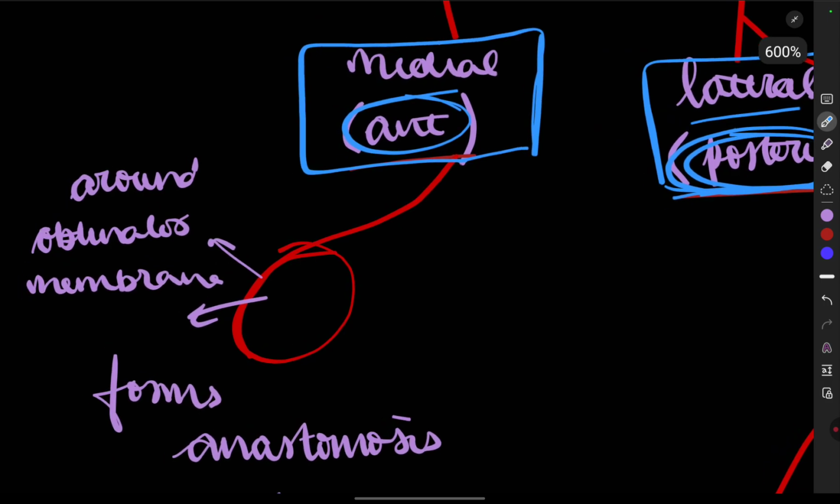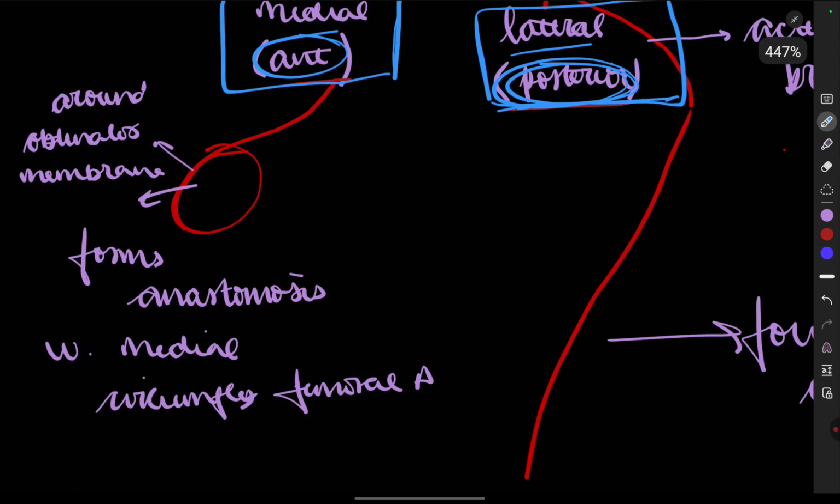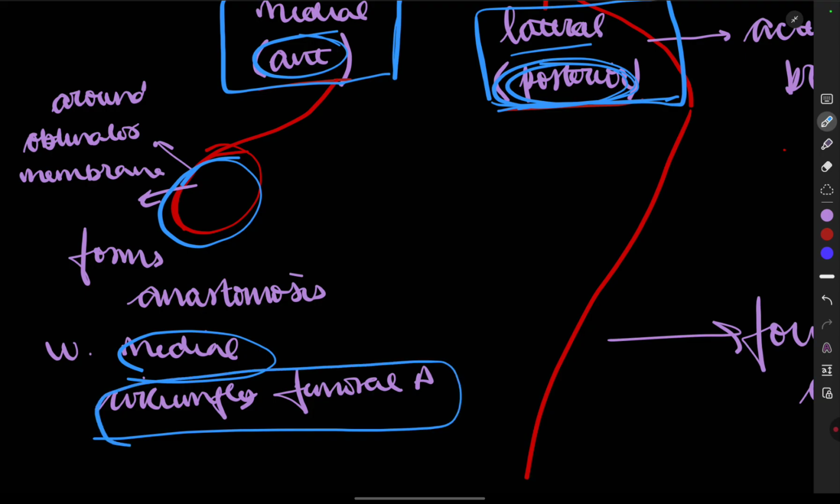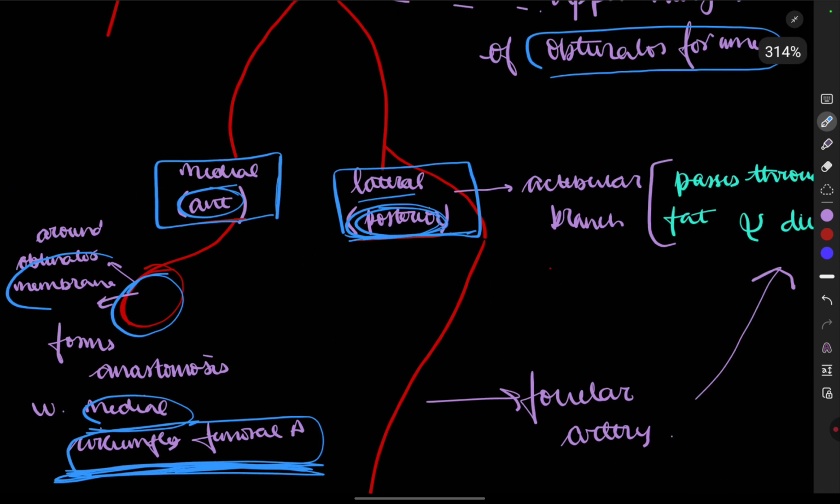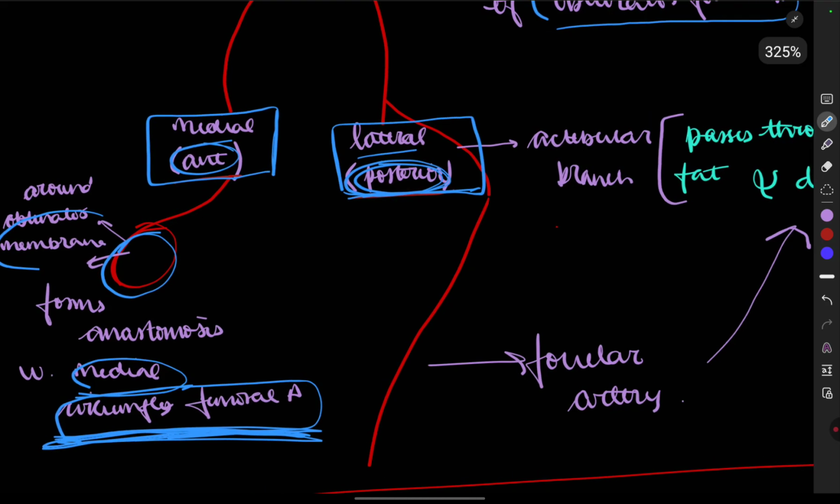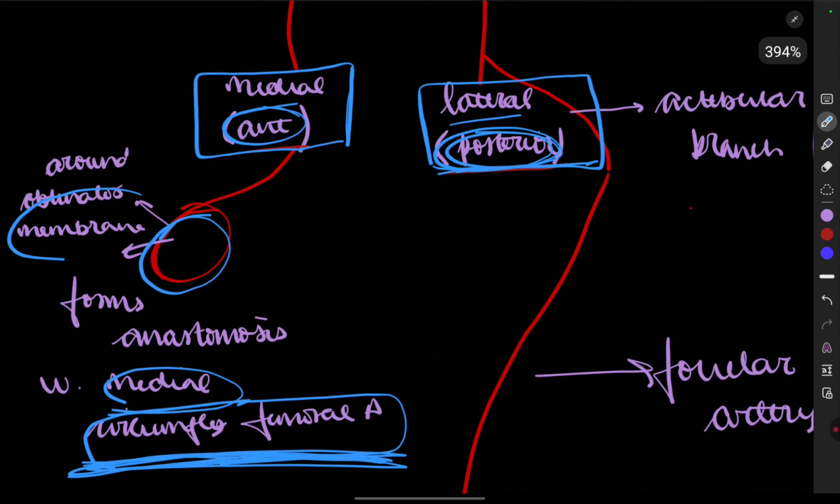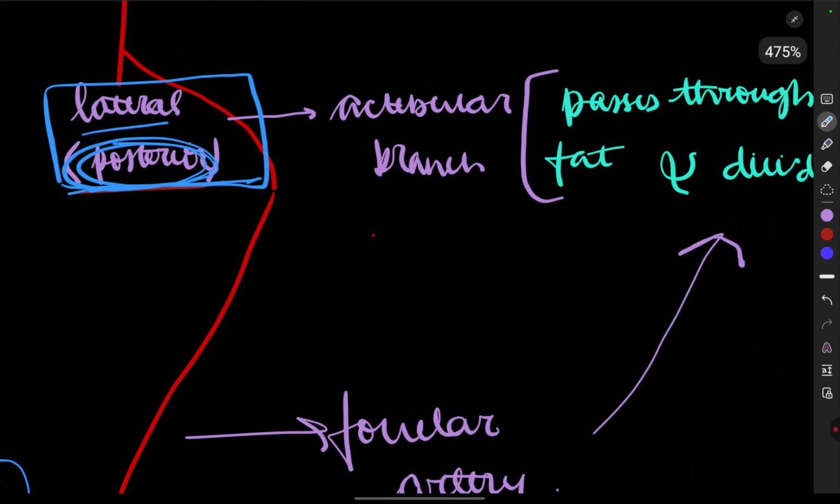The medial or anterior branch continues and forms an anastomosis with the medial circumflex femoral artery around the obturator membrane. These are the branches and the terminations. We have seen the origin, now we are seeing the branches. The medial branch of the obturator artery forms the anastomosis with the medial circumflex femoral artery, and the lateral branch gives off a branch called the acetabular branch.